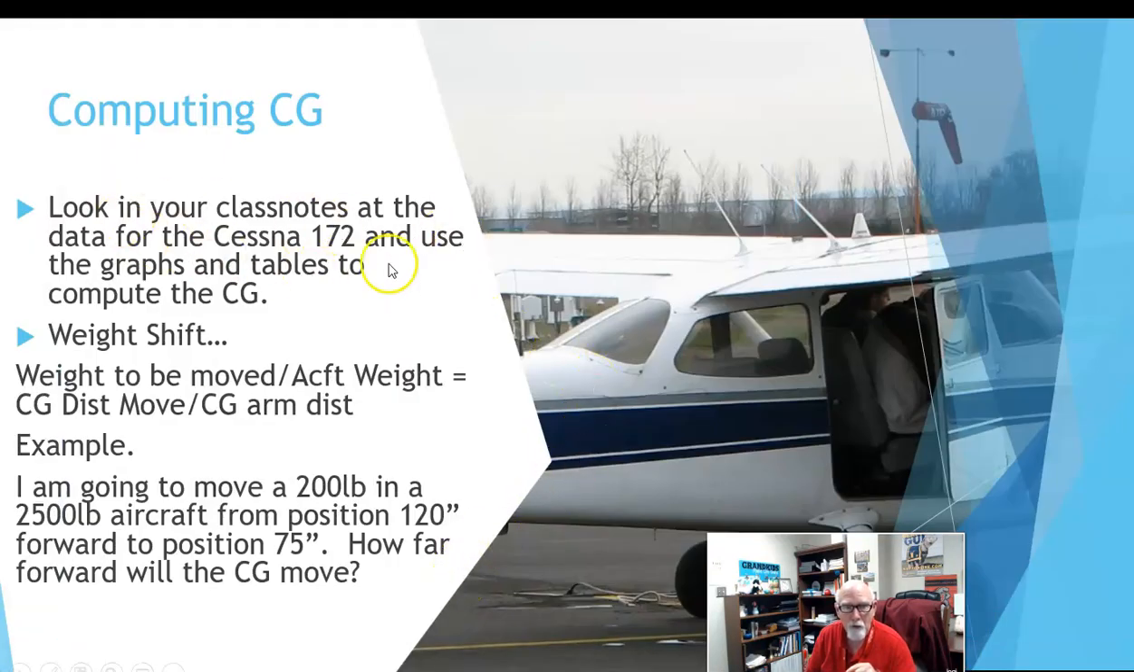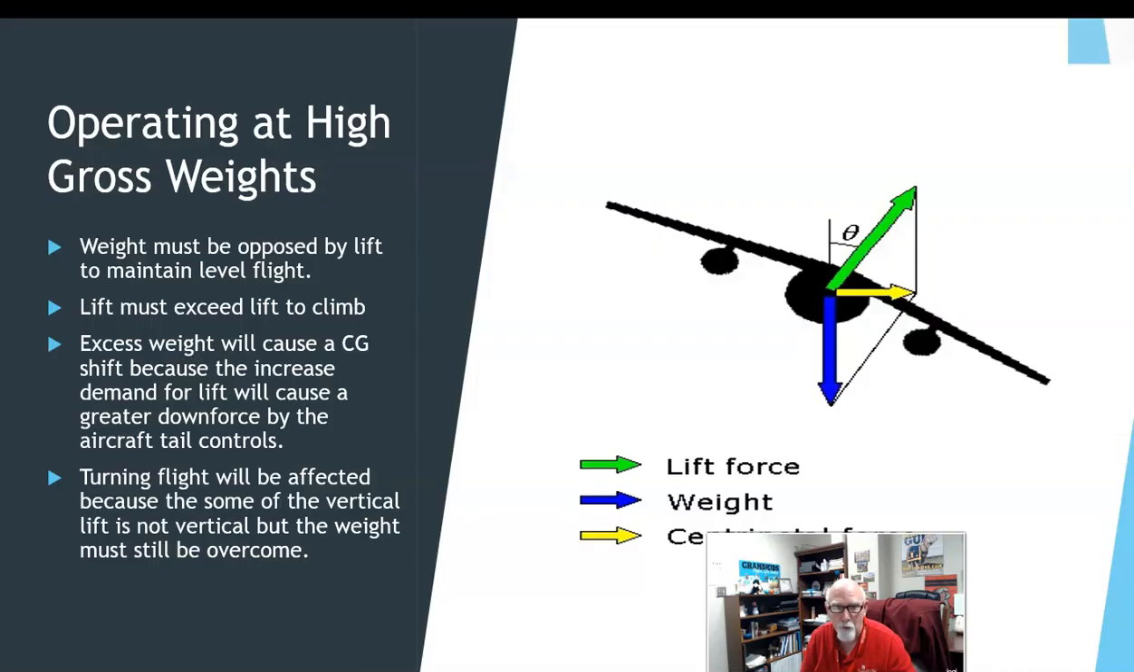All right, so look at your class notes and the data for the 172. I posted the data for the 172. Here's how you do a weight shift. If you shift something from the back seat all the way back to the cargo area, well, you're moving the weight aft. Okay? So you set up basically a ratio: the weight to be moved, the aircraft weight, the distance moved, and the distance armed. So here's your example problem. Take a look at that, and that will be on your quiz.